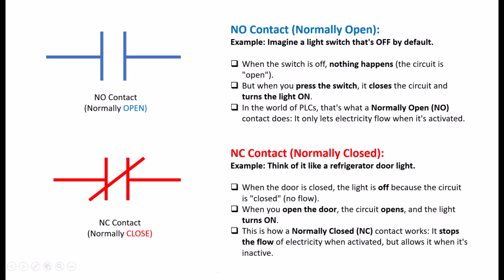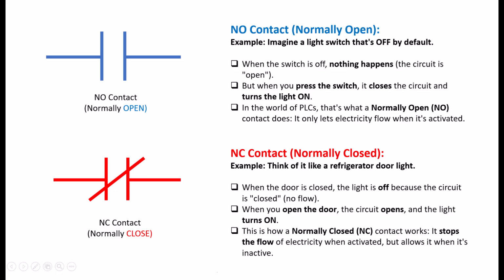Let's begin by understanding the normally open, or NO, contact. Picture a light switch in your home. Most of the time, it's off by default, right? This is similar to a normally open contact. When the switch is off, no electricity flows because the circuit is open. In this state, nothing happens. No current passes through, no light turns on.